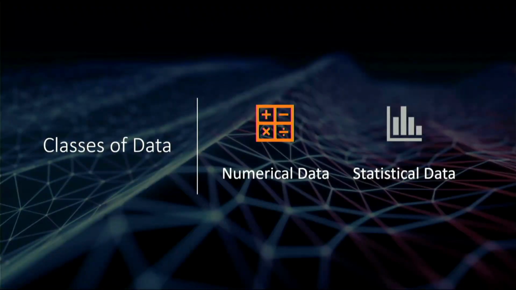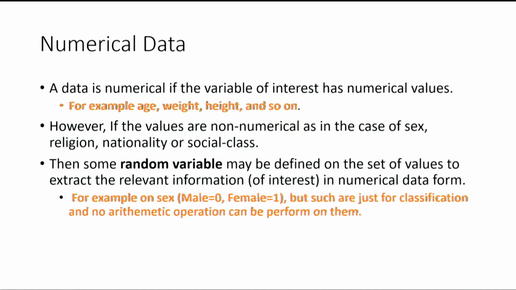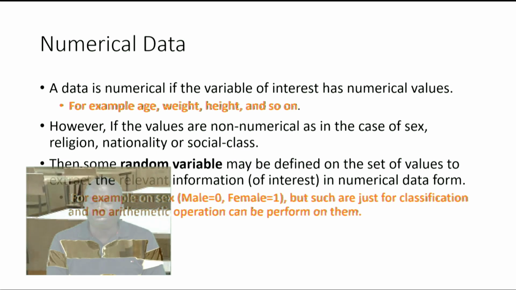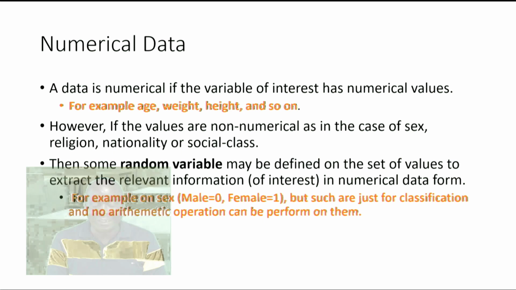We have two classes of data. There is numerical data as well as statistical data. Data is numerical if the value of interest has numerical values. For example, age, weight, height of a person, and so on. They are all numerical in nature.